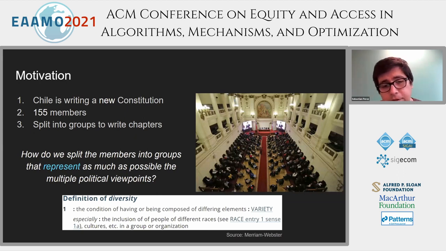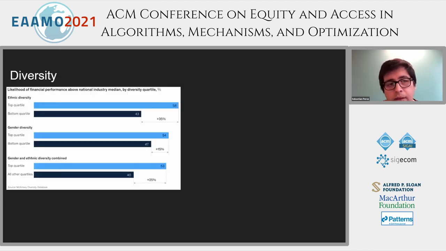But the benefits of having a diverse group or diverse teams go beyond these applications. In 2015, McKinsey was reporting that even diverse workplaces in terms of ethnic diversity and gender diversity were performing much better than their less diverse counterparts, even under very basic metrics of diversity.